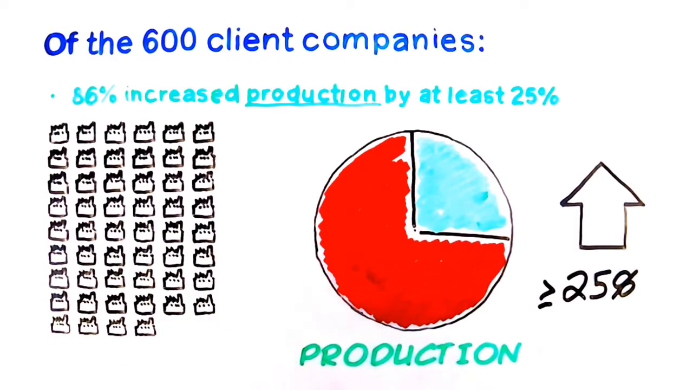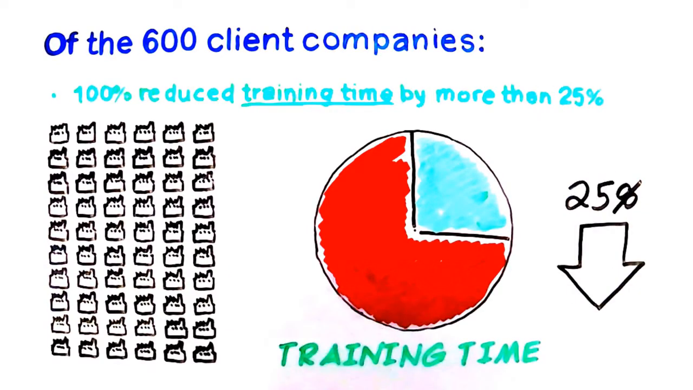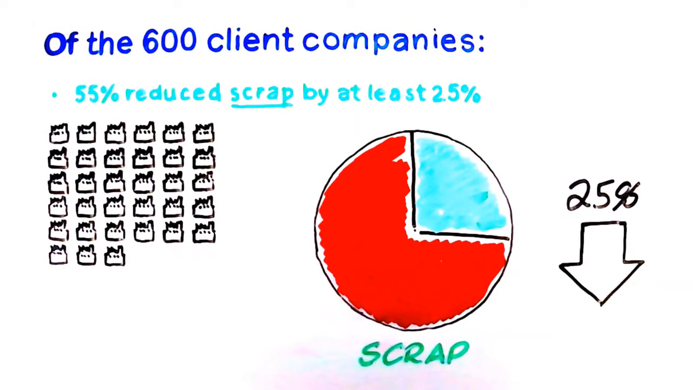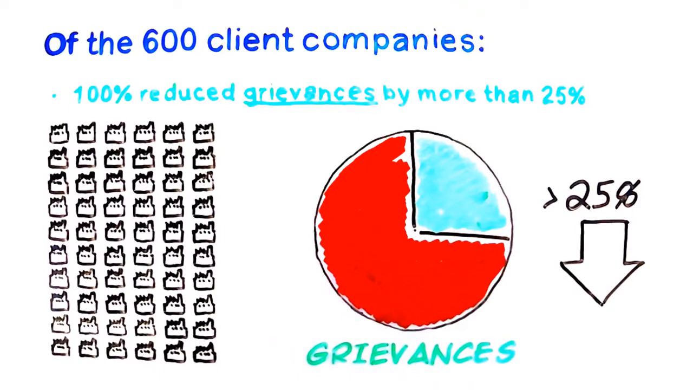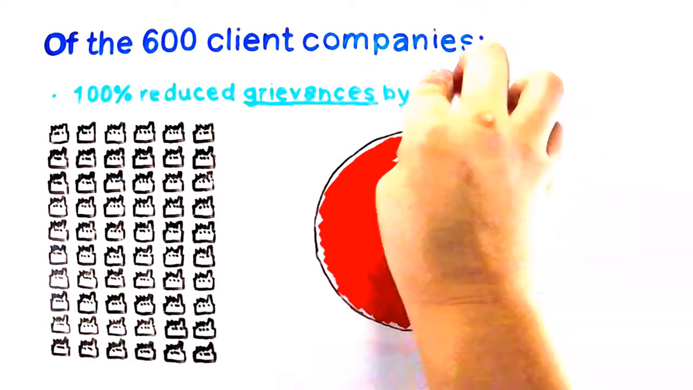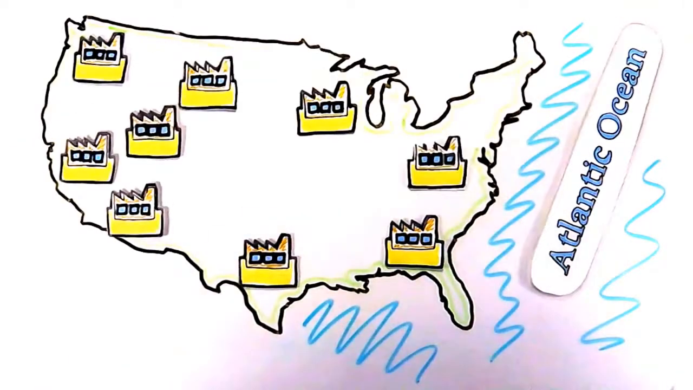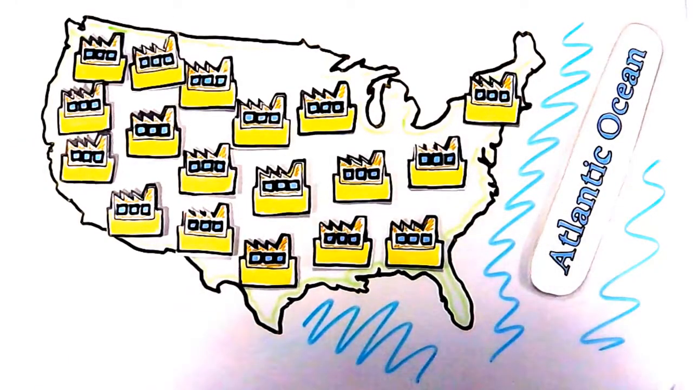Of these 600 companies, 86% increased their production by at least 25%, 100% reduced their training time by more than 25%, 88% reduced their labor hours by over 25%, 55% reduced scrap by at least 25%, and 100% reduced grievances by more than 25%. Productivity in the United States was at an all-time high, making the U.S. an industrial powerhouse of the world.